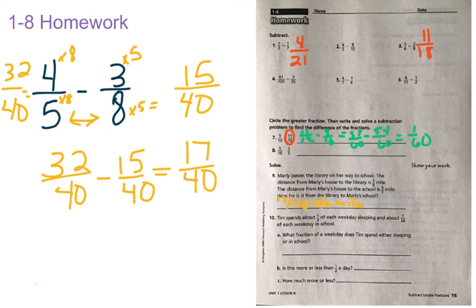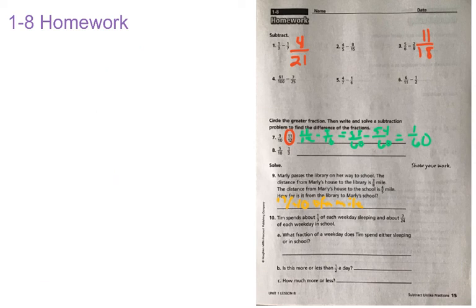Number 10 is a 3-step problem. It has a part A, a part B, and a part C for you to complete. It reads, Tim spends about 1/3 of each weekday sleeping and about 7/24 of each weekday in school. A asks, what fraction of the weekday does Tim spend either sleeping or in school? And this is another one where you're combining those two, because it's wondering how much is he spending either in school or sleeping. And so you're going to have to add them together. So figure out that fraction.